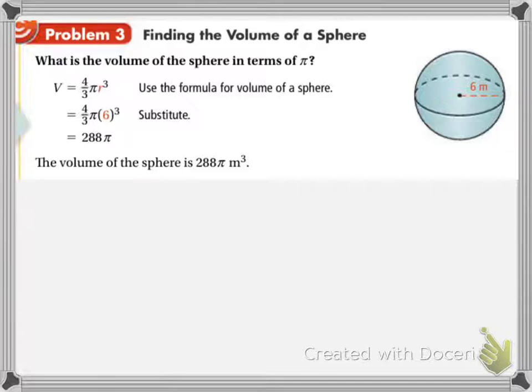Okay, it's the same thing with the volume of a sphere in terms of pi. It's 4/3 pi r cubed right here. Okay, so what's my radius? My radius is 6 meters, so I'm just going to plug it into my formula here. And again, in terms of pi, don't hit the pi button.